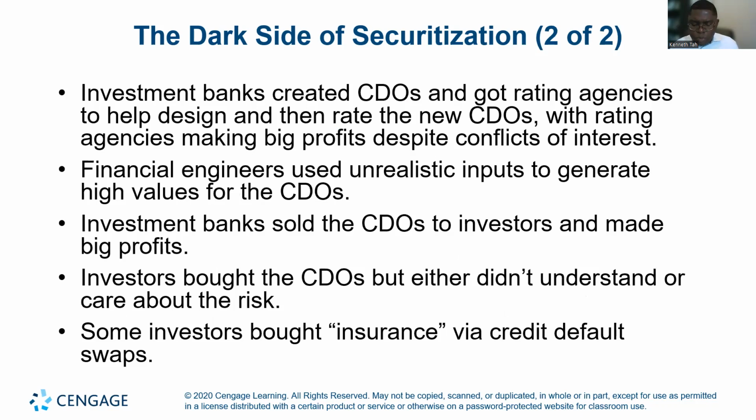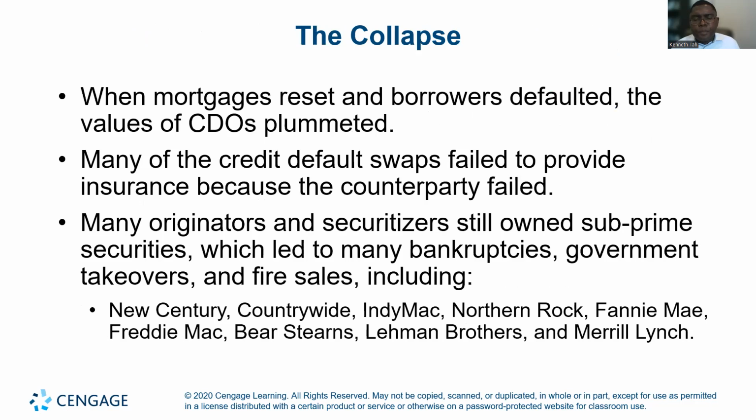Some of these banks could also secure credit protection for themselves, through collateralized debt obligations. But again, these risks never disappeared from the system. They were basically transferred from one party to the other, and it eventually led to the collapse of the system. When mortgages reset and borrowers defaulted, even the value of the collateralized debt obligations plummeted, and this resulted in a serious problem in the system. Many of the credit default swaps failed to provide insurance because the counterparty failed. So the dark side of securitization actually led to the 2007-2008 financial crisis.